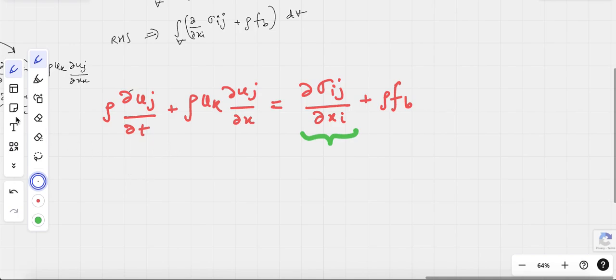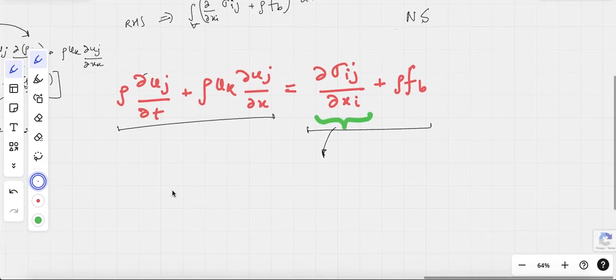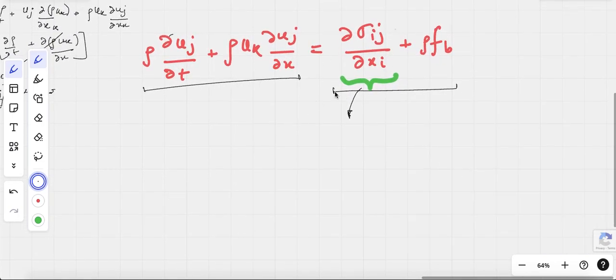Continue with the derivation of the Navier-Stokes equation. We have seen up till now how the left hand side had evolved to this and the right hand side had evolved to this. Now we will be working on this term. To simplify this term, we will be considering four assumptions. I'll tell the assumptions one by one.